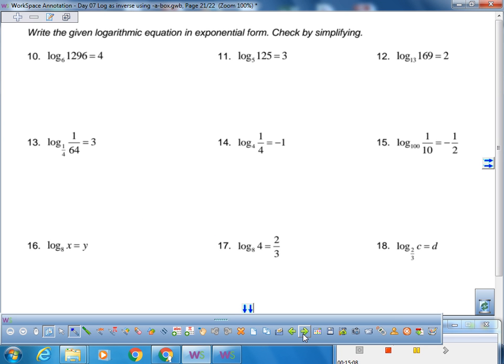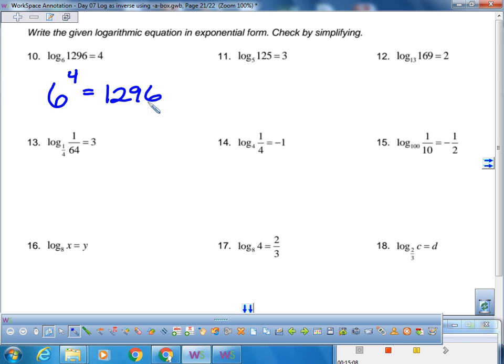These, we're going to switch it. We're going to go from logarithmic to exponential. So I'm going to take the exponent, right? This is the base. This is the exponent. These are much easier to write. It's much easier to go log to exponential than exponential to log. So I'm just going to write my base, which is 6. My exponent is 4, and it equals 1296. Yeah, we're just rewriting them.